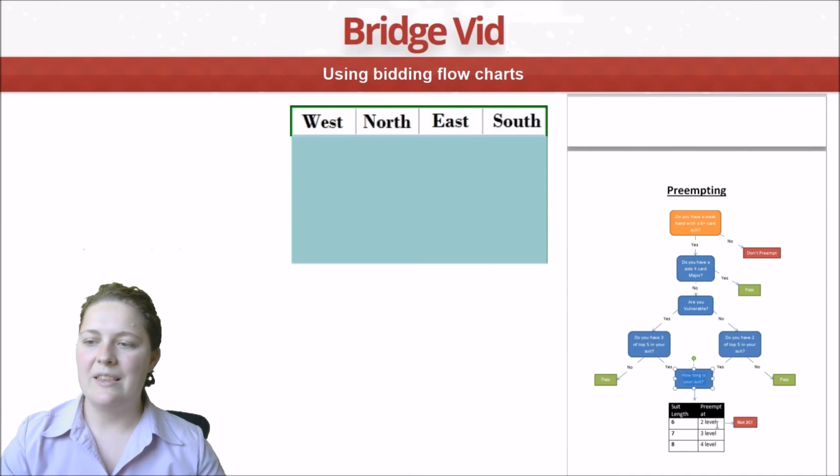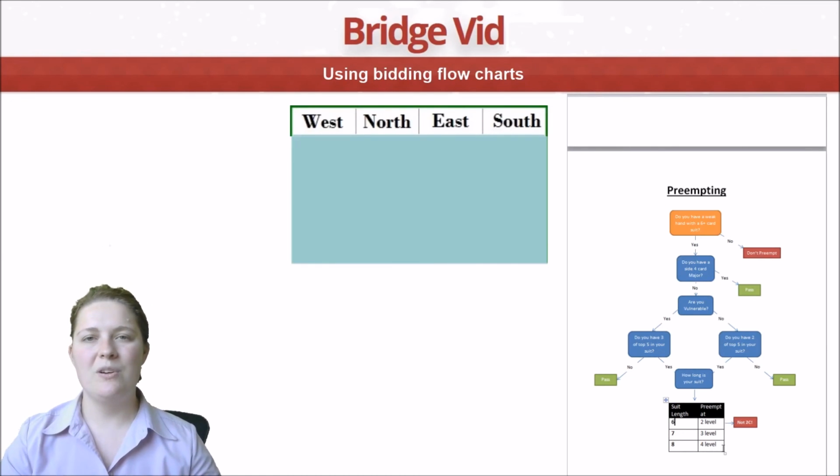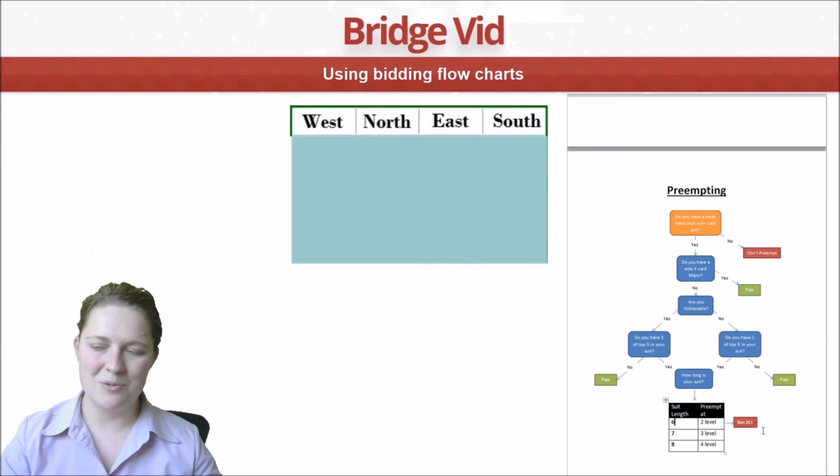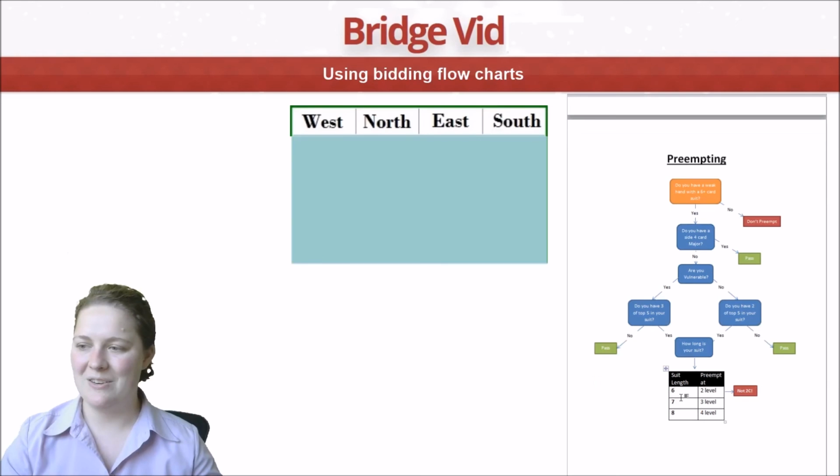And if your suit length has 6 cards, you want to do your preempt at the 2 level. If your suit has 7 cards, we're looking at the 3 level. And if you have 8 or more cards in your suit, you're looking at the 4 level for a preempt. One important thing to remember, you can't preempt with 2 clubs. So a 2 club opening is not a preemptive bid that you could make.